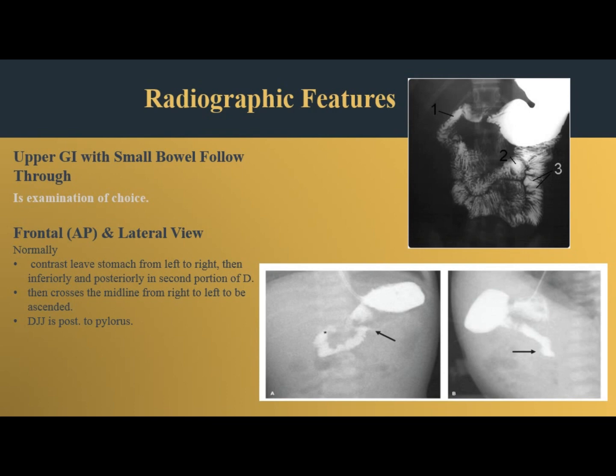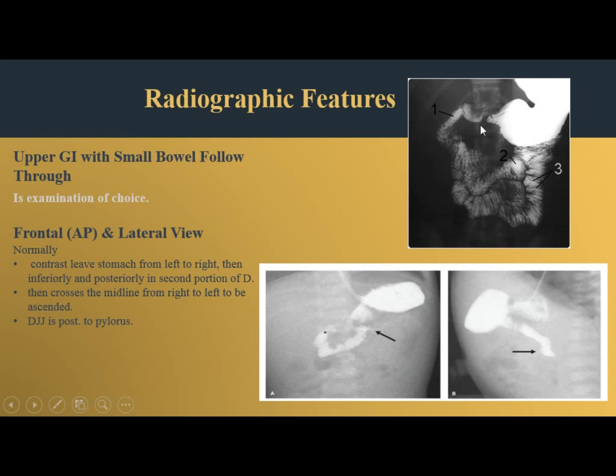In the frontal view, normally what we see is that once the barium leaves the stomach, it will go posteriorly and downward, forming this C shape, and then it will go upward, the fourth part of the duodenum. But in malrotation, the small bowel, the fourth part of the duodenum and the third part of the duodenum will not cross the vertebra, will not go from the right side to the left side.